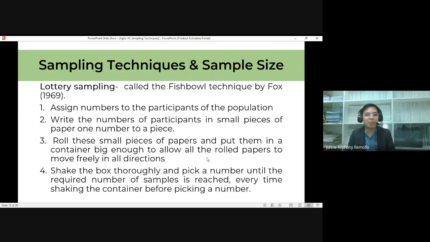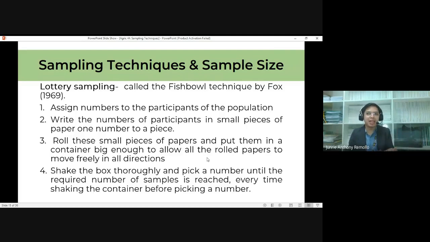So roll these small pieces of papers and then put them in a container big enough to allow the rolled papers to move freely in all directions. So imagine yun, ano? So you roll these pieces of paper. The idea there is after you submitted your numbers, your set of numbers, no, it is randomly during the show, especially when you come to make taya in the lotto, then actually during the show, numbers are randomly picked.